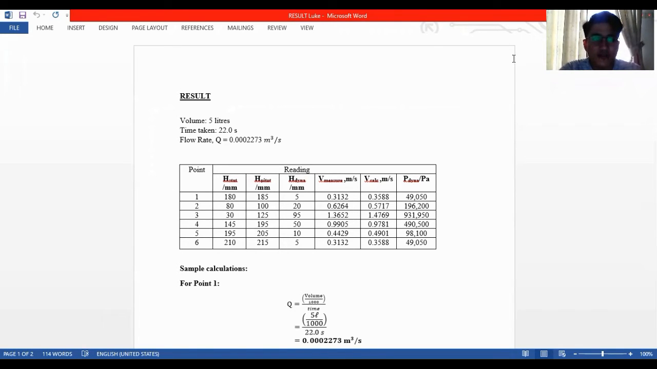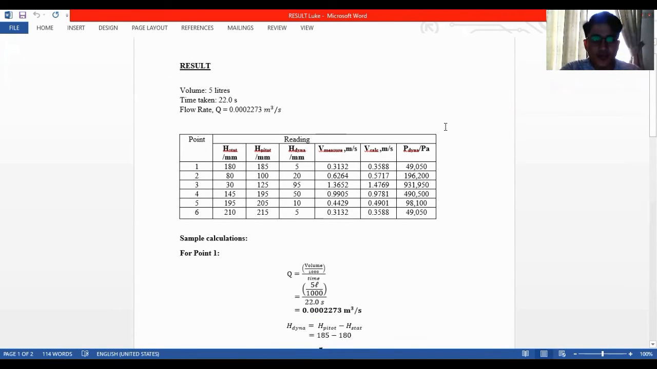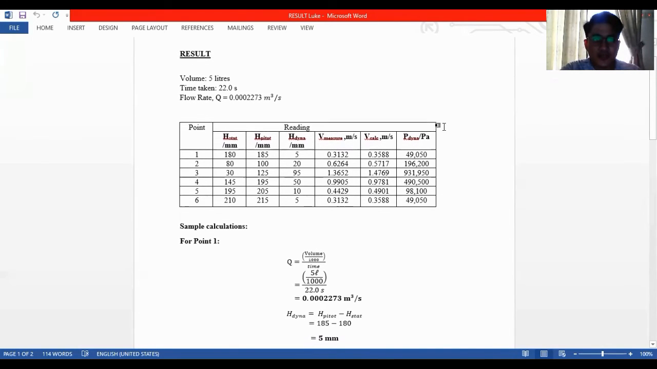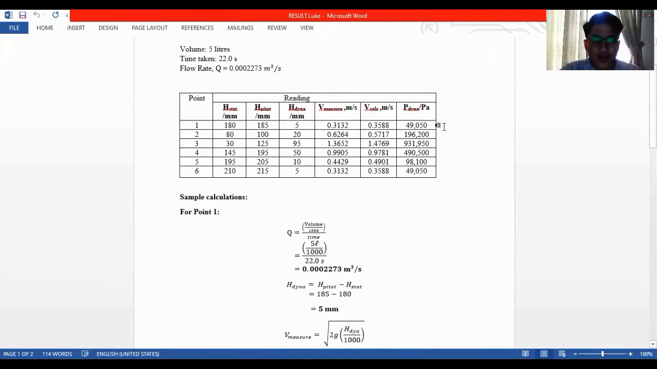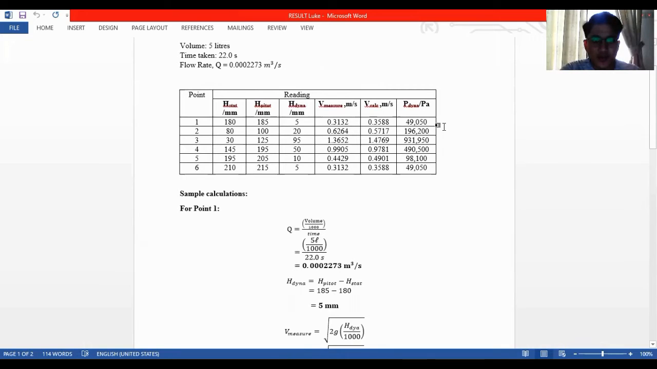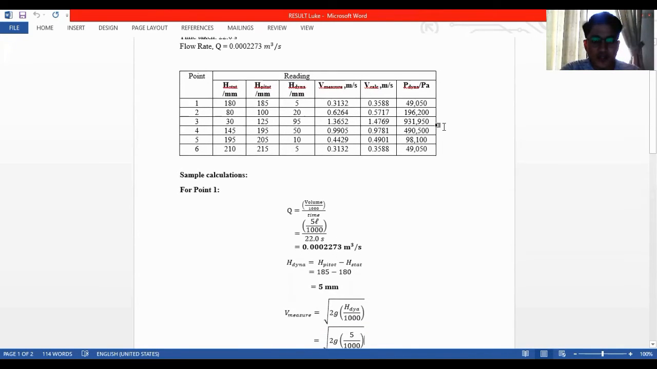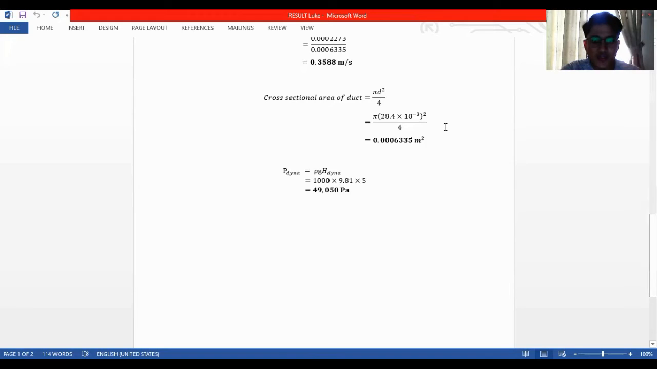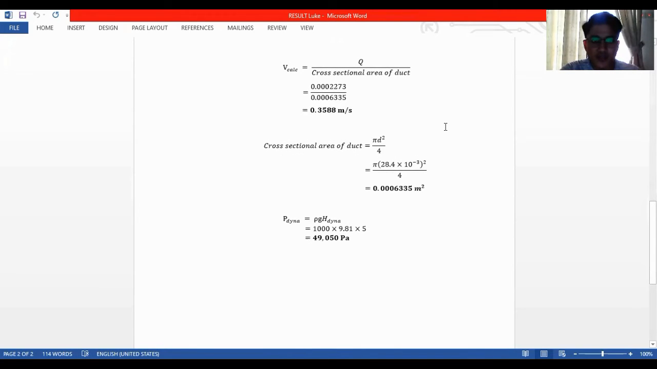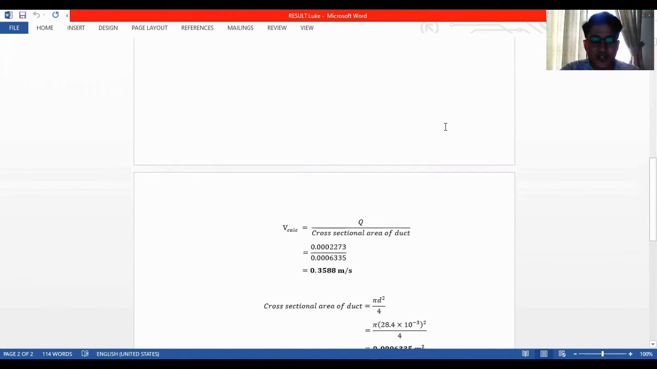The given volume is 5 liters, the time taken is 22 seconds, and the flow rate Q is equal to 0.0002273 cubic meters per second. And then from the data given, we can find Q, H dynamic, V measured, V calculated, and also the dynamic pressure.